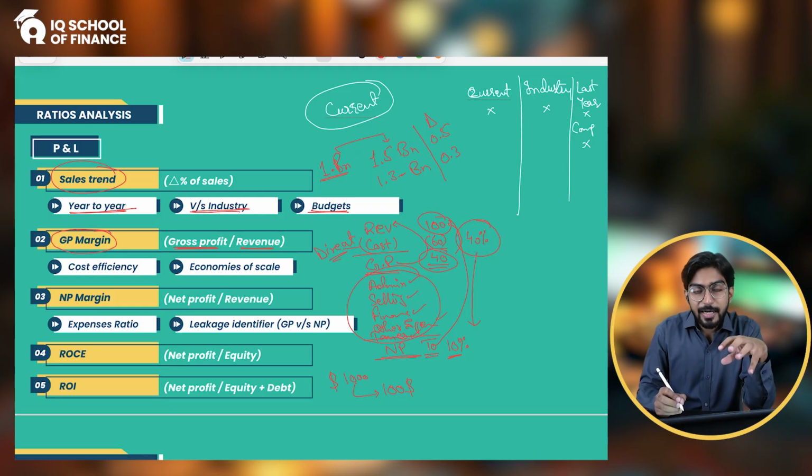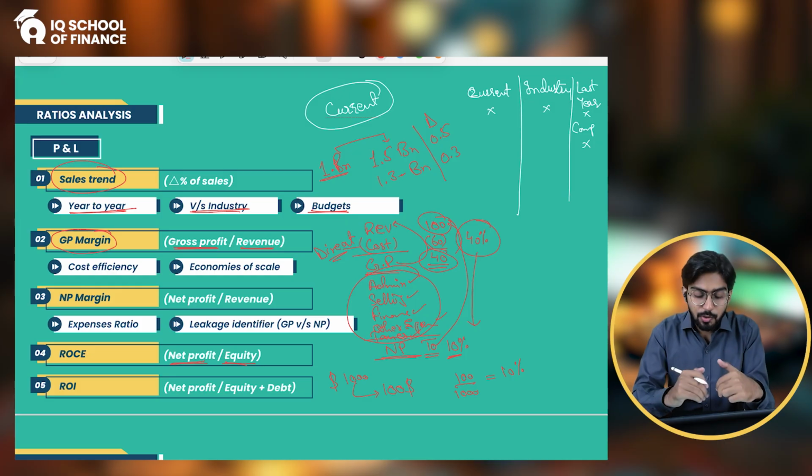So I will say that I earned 100 divided by 1,000, I earned 10% return on the capital that I employed into the business. All right, so that is the ROS. How is ROS increased or decreased? Either your equity is increasing or decreasing, or your net profit is increasing or decreasing.